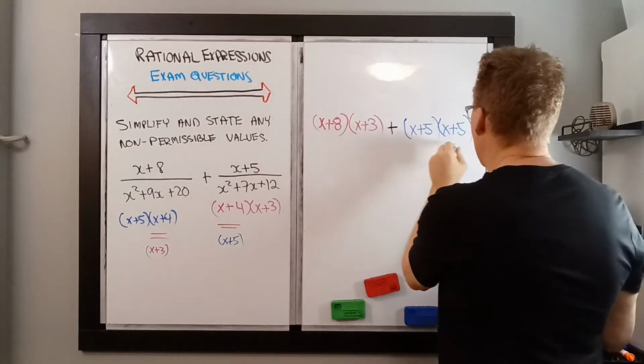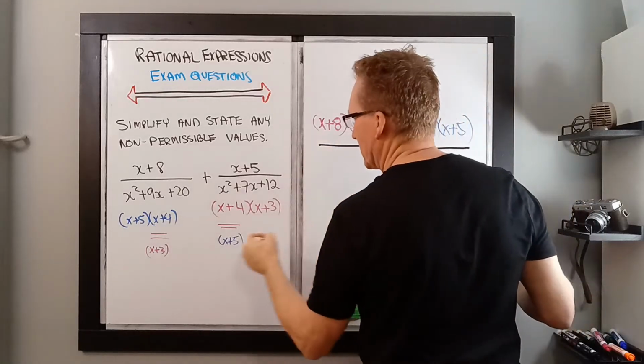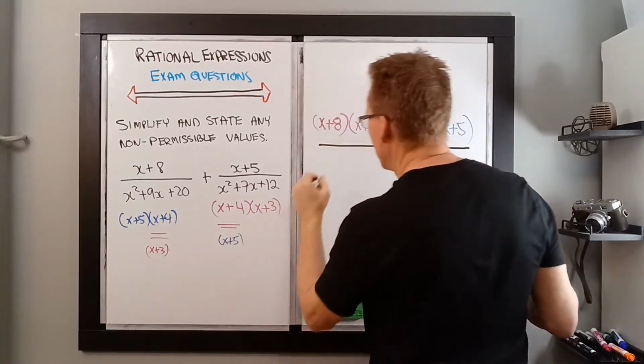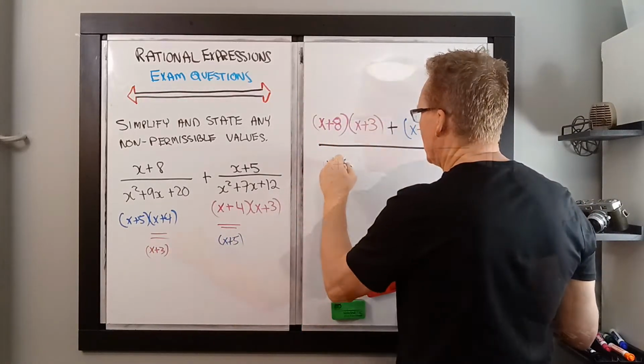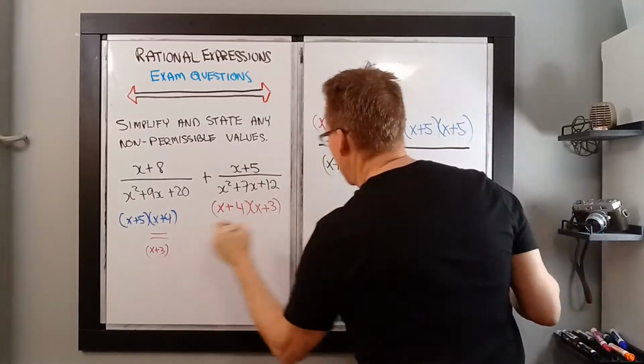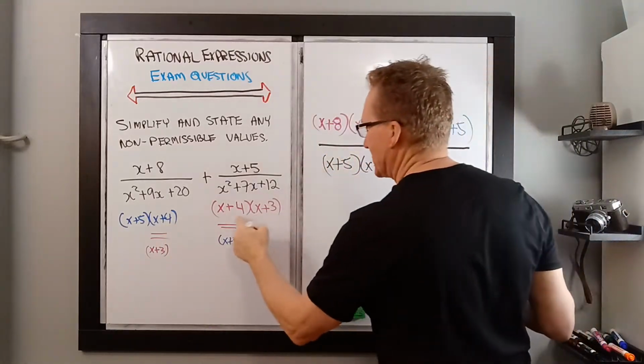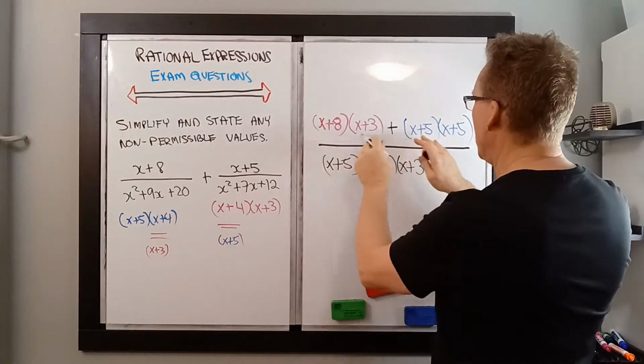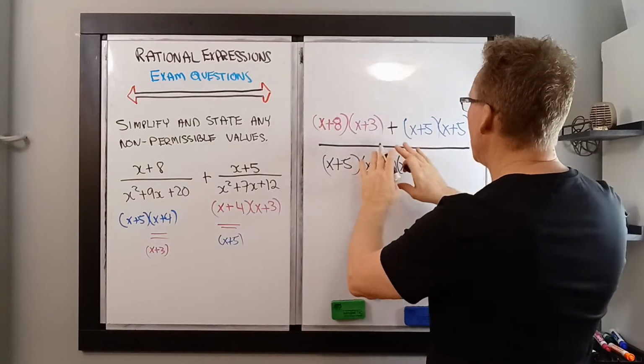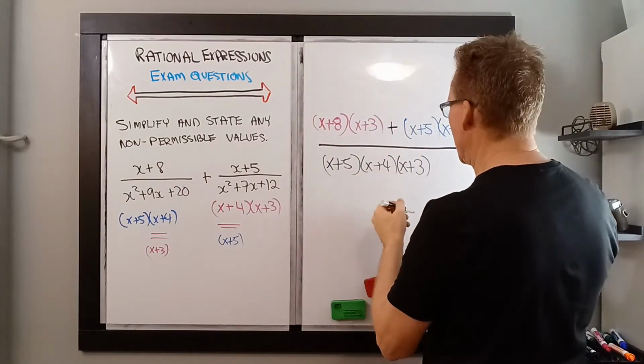Add these up and write them under a common denominator. The common denominator being all three of these together: x plus 5, x plus 4, x plus 3. Now we have the entire denominator and we have the numerator. Now we'll have to multiply out the numerator and see what we get there. We can do that piece by piece.